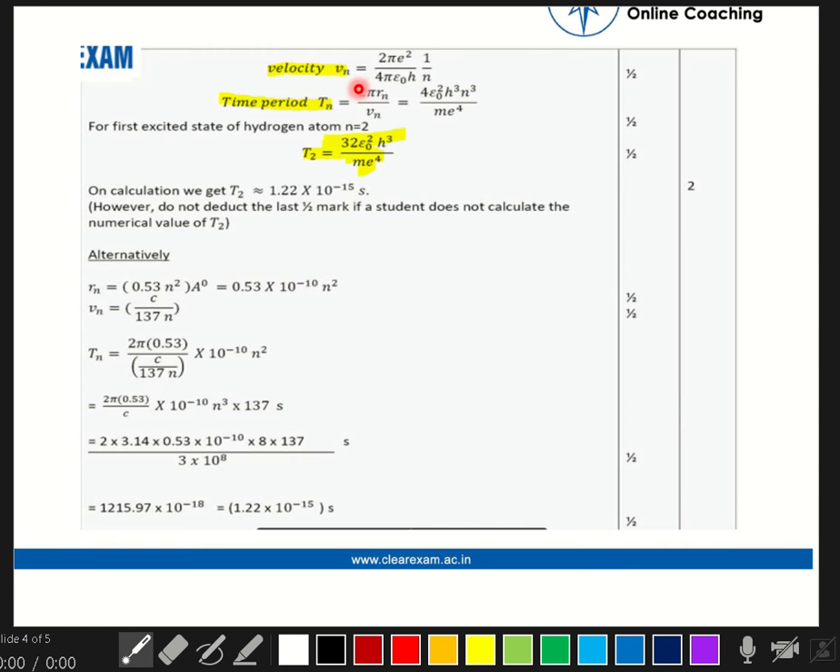This is the formula of velocity, and this is for the time period Tn. So for the first excited state of the hydrogen atom, n equals 2. Put the value of n as 2 here. So T2 will be, calculating by this, we will get 1.22 into 10 power minus 15 seconds.